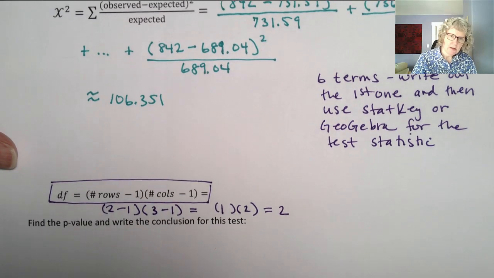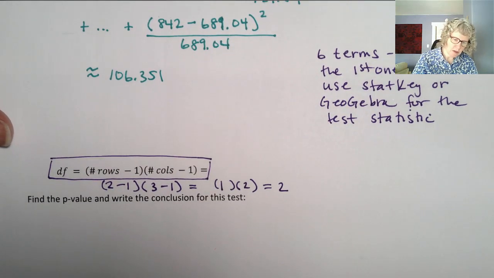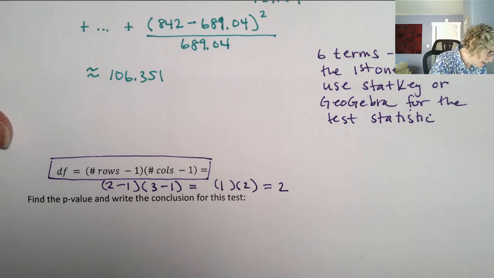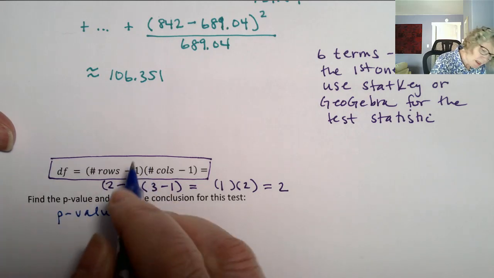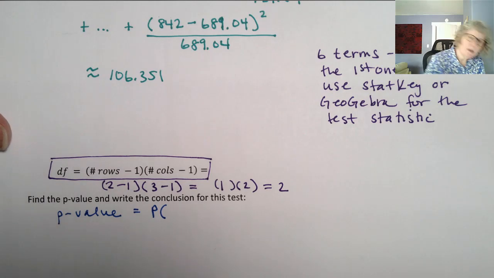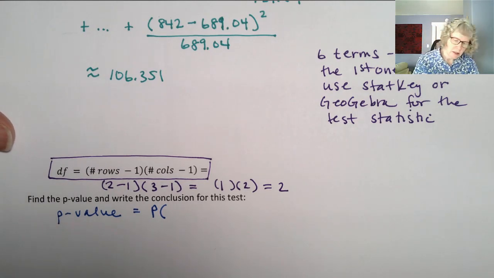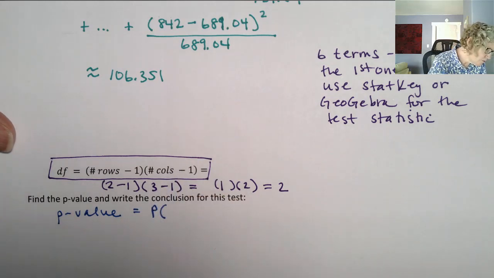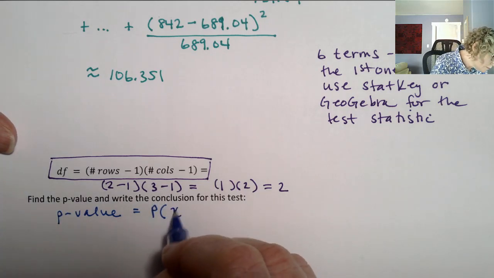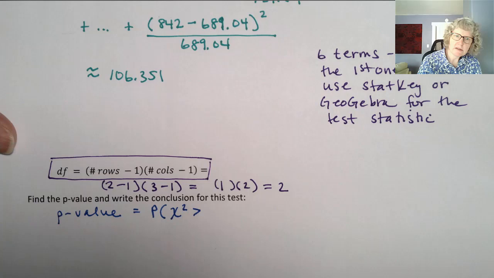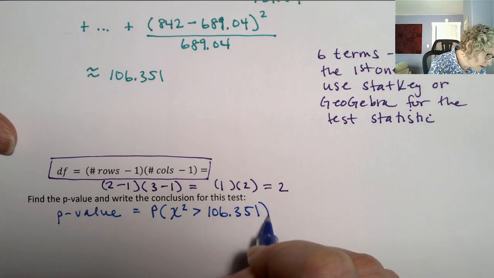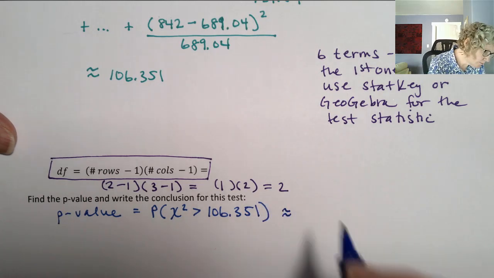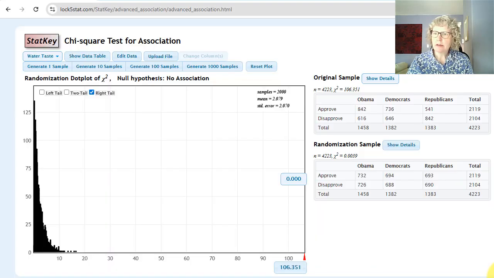Okay? So let's go ahead and find our p-value and write the conclusion for this test. Remember, the p-value is the chance of the observed result or toward the tail, assuming the null is true, right? So assuming that we have these expected counts, the difference, the chi-squared, we want to know what's the chance that the chi-squared is greater than 106.351, okay?